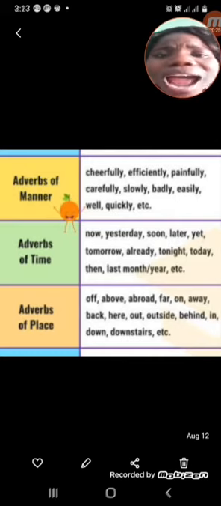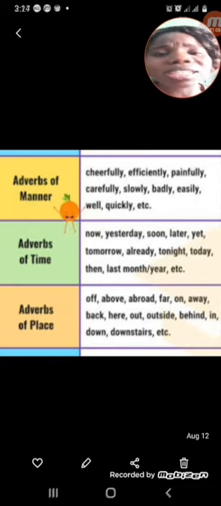Okay, and the last one, adverb of manner. I told you adverbs of manner talk about how something is being done. So for adverb of manner, we answer the question how. How did it happen? How is it going to happen? How is it happening? Do you get it now? Like when you say Mrs. Martha works majestically. How does Mrs. Martha work? Majestically. So majestically is what we underline.